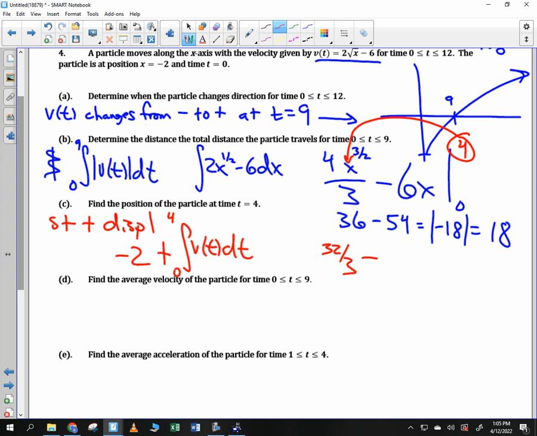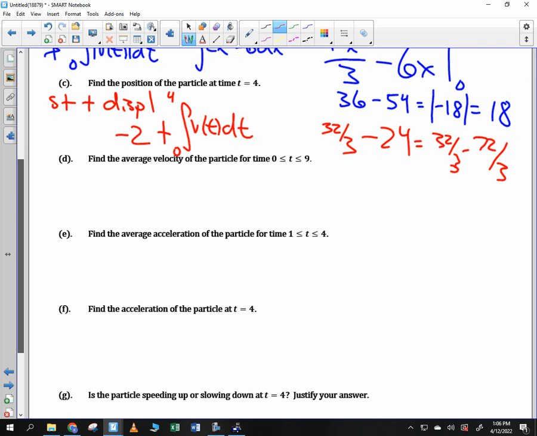Minus what? 24? Because 6 times 4 is 24. Looks like we need a common denominator here. 24 times 3? Good. So 32 over 3 minus 72 over 3. What's 32 over 3 minus 72 over 3? Negative 40 over 3. So the current position is going to be -2 plus negative 40 over 3. Common denominator? Yeah, so -6 over 3, right? So we get negative 46 over 3.